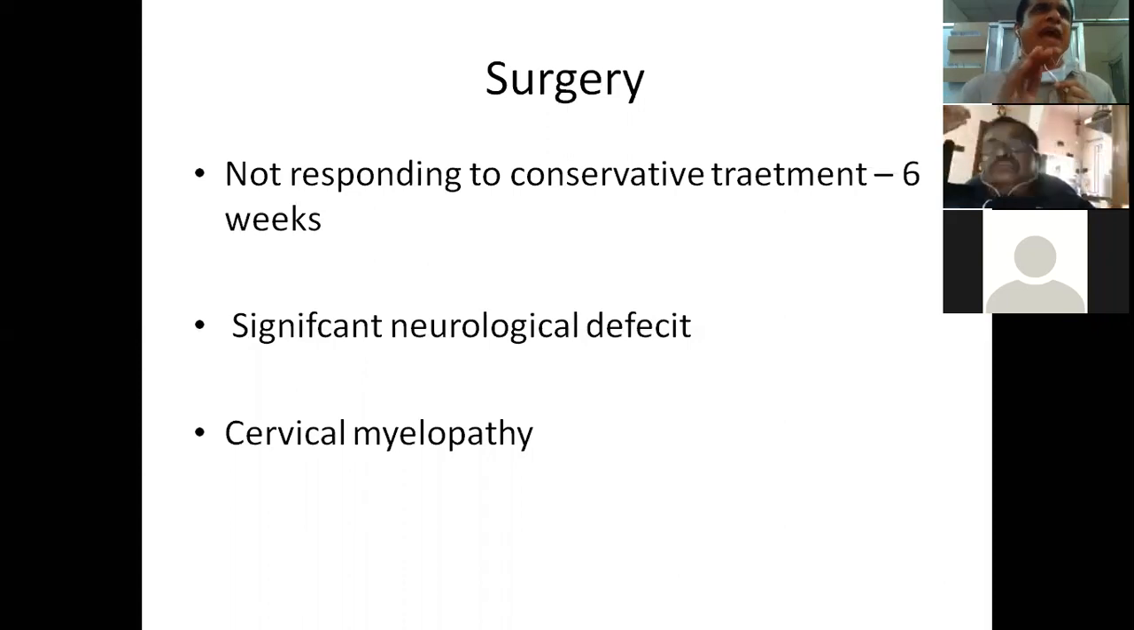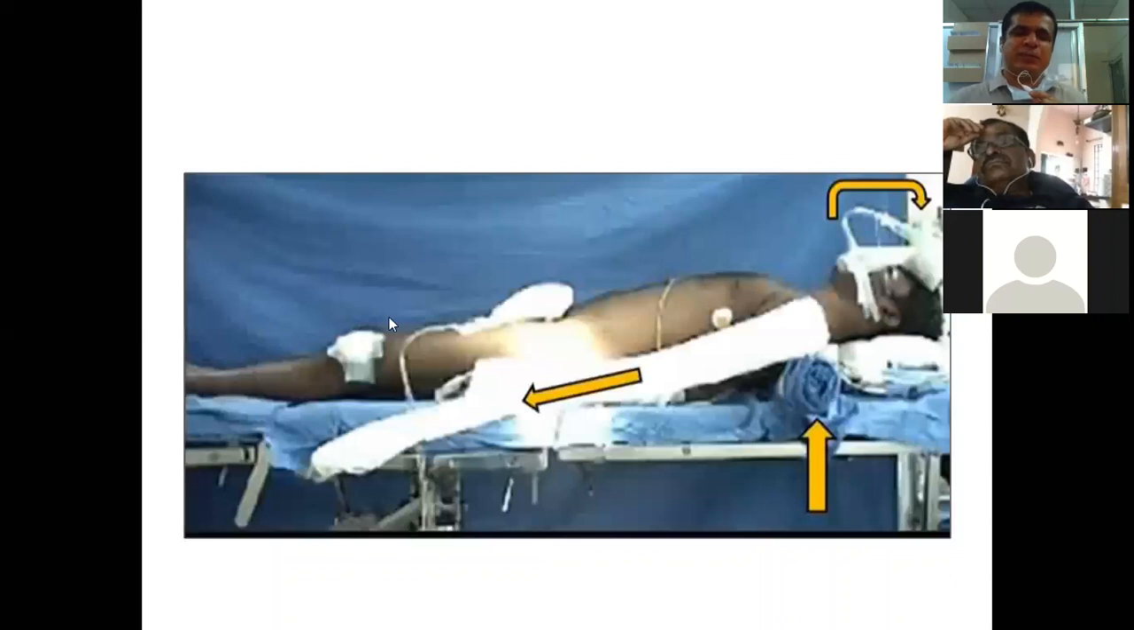So I usually prefer anterior cervical spine surgery. For anterior cervical spine surgery, this is the position we recommend: the patient in supine position.